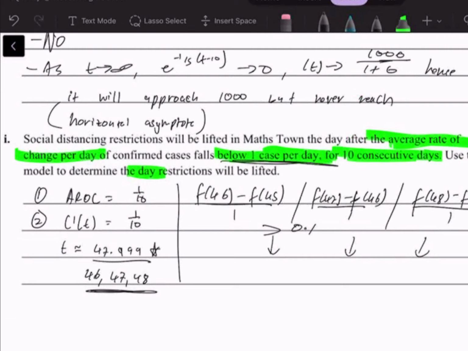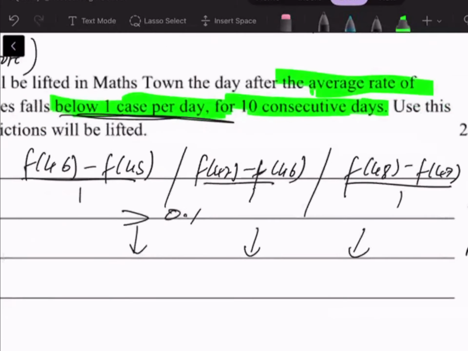So the next thing you need to do is find the day the restrictions will be lifted. That's after 10 days of this. So if the first day is the 49th, then the day the restrictions will be lifted is the 59th. So it'd be the 59th day.